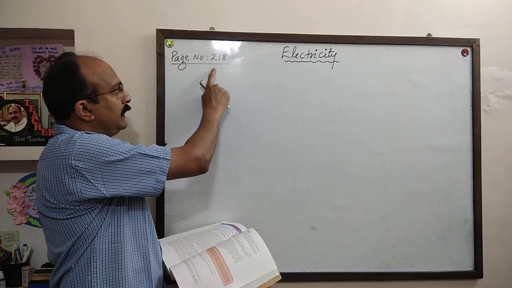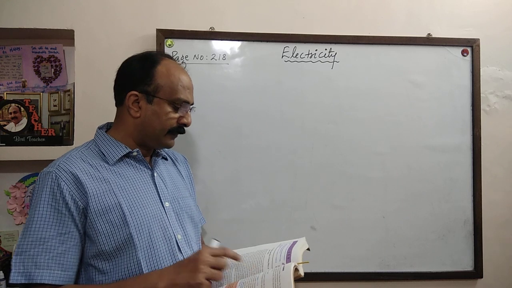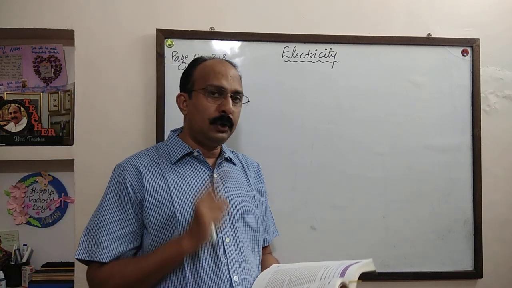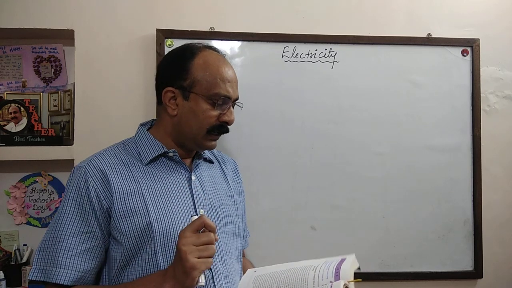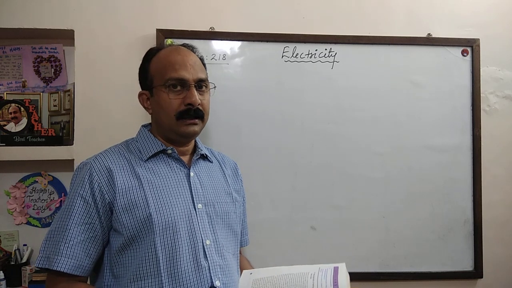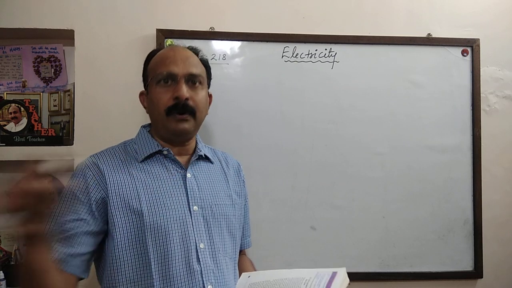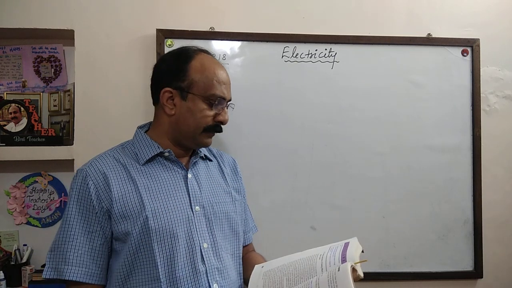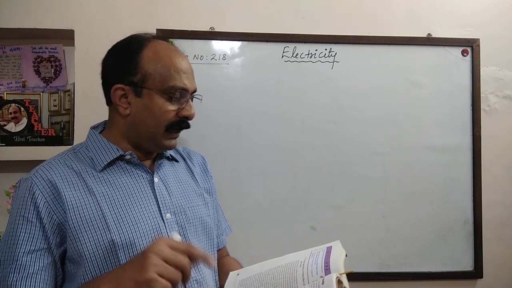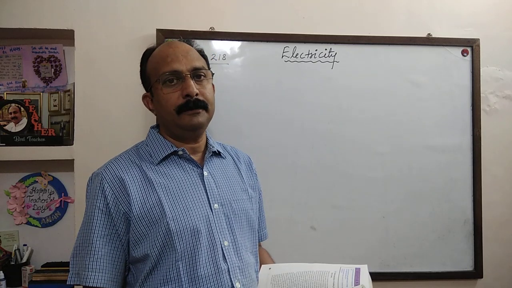Page number 218 is the next question, and the first question is, why does the cord of an electric heater not glow while the heating element does? Why does the cord, C-O-R-D, cord means wire, the connecting wire of an electric heater not glow while the heating element does glow? Answer is very simple.